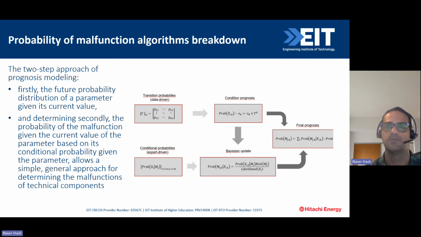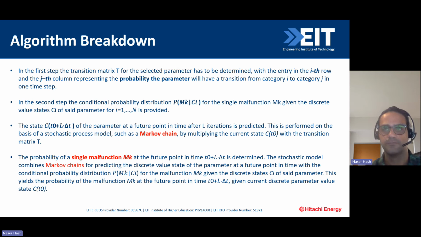So you can see this flow chart. Firstly, the future probability distribution of parameters given its current value, which is the Markov chain, and secondly, the probability of malfunctions given the current value of the parameter, based on its conditional probability given the parameter, allows a simple general approach for determining the malfunctions of a technical component, which is the Bayesian rules altogether. This is the whole solution that we have created, and based on that, we can calculate the probability of failure for the equipment. I won't go through the algorithm breakdown because it requires lots of time.